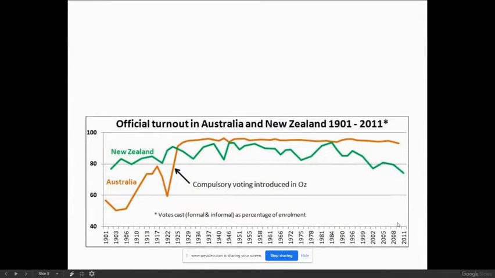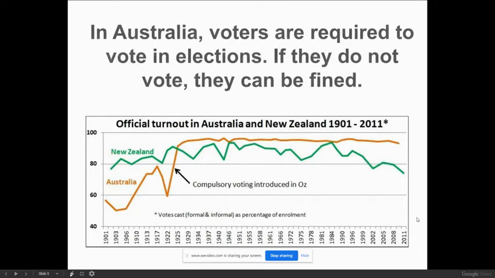All right, there's a graph about how many people actually vote in Australia between 1901 and 2011. In Australia, voters are required to vote in elections. If they do not vote, they can be fined.